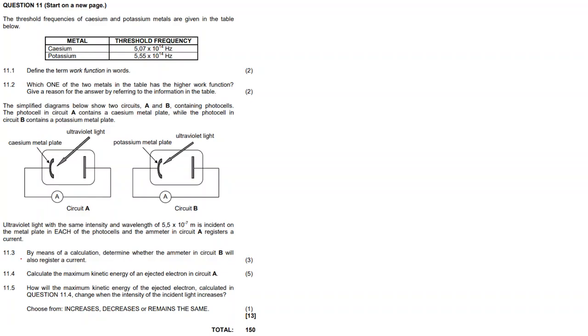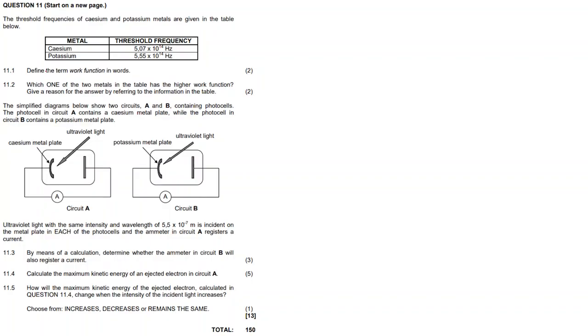Hi guys, today we're going to be looking at a question on the photoelectric effect. Question 11. The threshold frequencies of calcium and potassium metals are given in the table below.